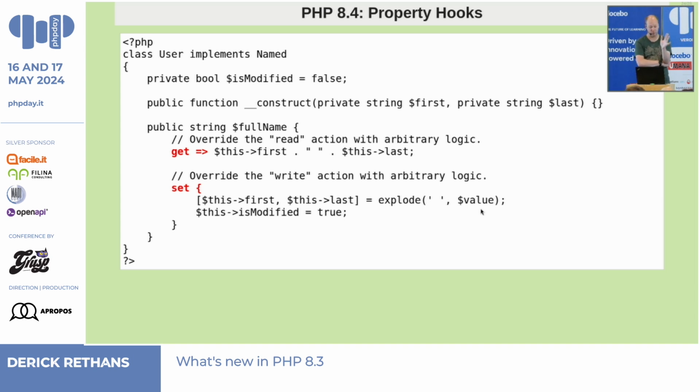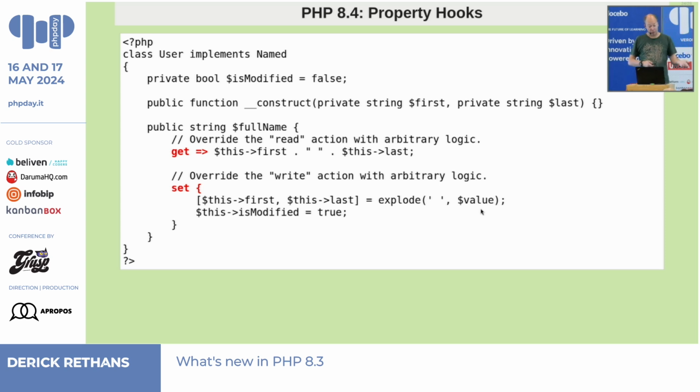So PHP 8.4 comes with property hooks. This is the way of, on each of the properties, you can now define a set operation and a get operation. The get operation will be called whenever you try to read from the property. In this case, it will return a string concatenation of this first, a space, and this last. So this full name property isn't a property that is actually stored. It's a virtual one, and it returns data only when called. The get line here is a single line, but you can also have multiple lines in there as well.